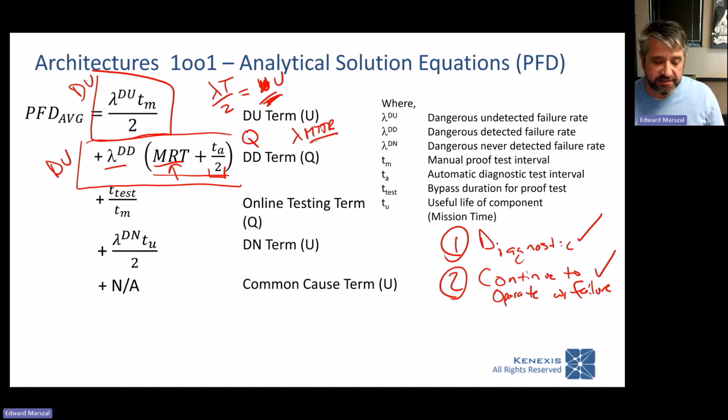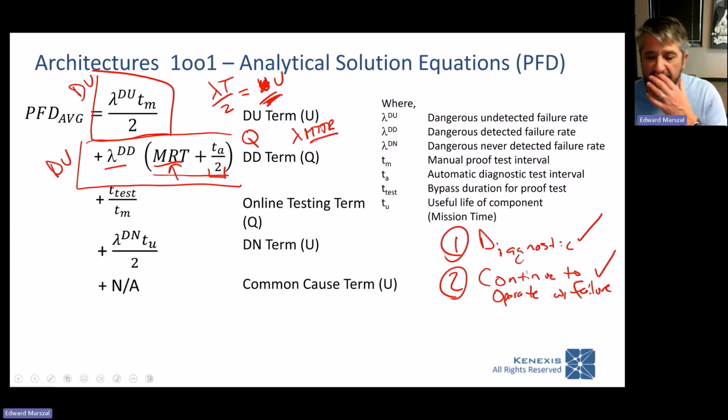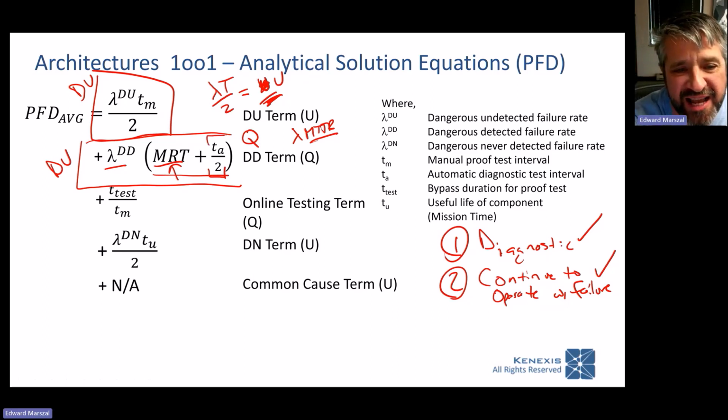MRT in IEC 61511 is the mean repair time. So how long does it take to actually fix the device? That's the first part. Remember when I was showing you Vertigo, I typed in a 0. When I typed in a 0, I said that this second half is insignificant. So the mean time to restore includes the amount of time that it actually takes to perform the repair, but it also includes the automatic diagnostic test interval over 2.